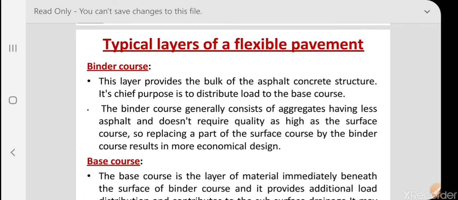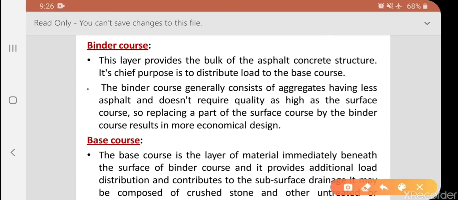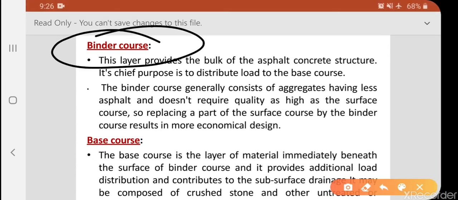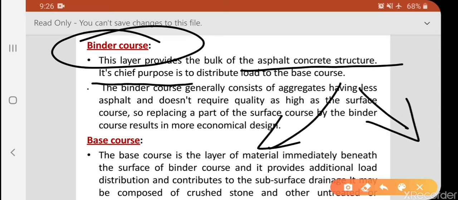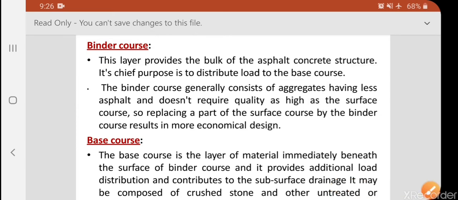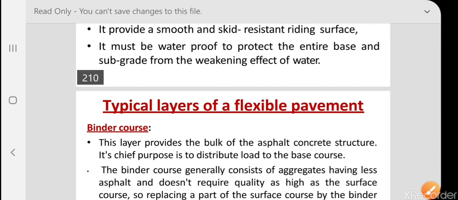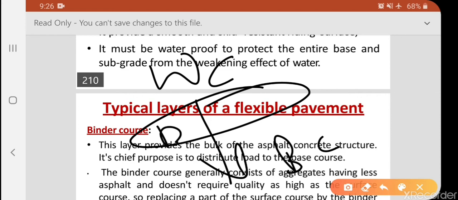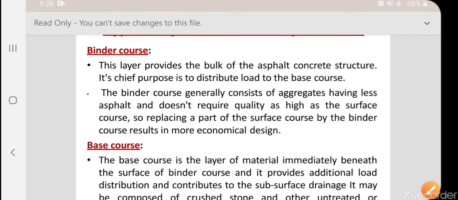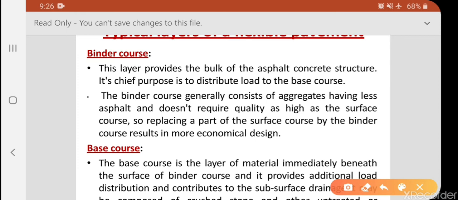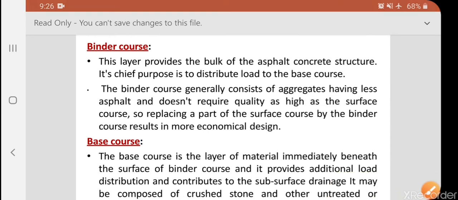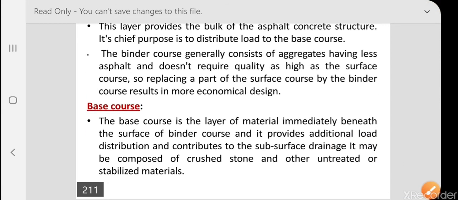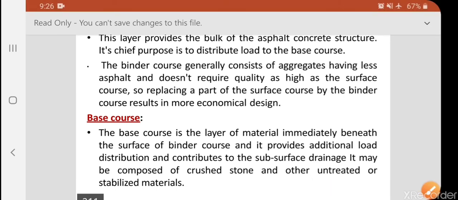Next, typical layers of flexible pavement, continuing with the binder course. As the name indicates, the binder course provides a bulk asphalt concrete structure, and its chief purpose is to distribute the loads from the surface course to the base course. In between, the binder course is there to distribute the load. The binder course generally consists of aggregates having less asphalt and doesn't require the same quality as the surface course. So replacing part of the surface course by the binder course gives a more economical design.